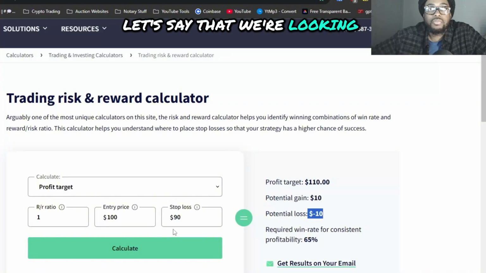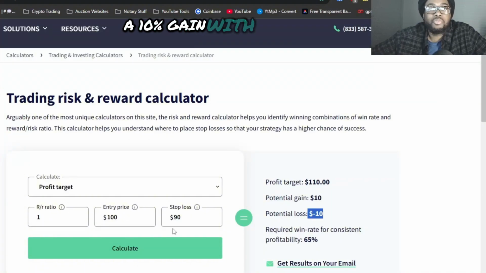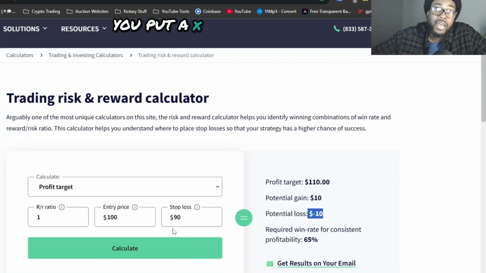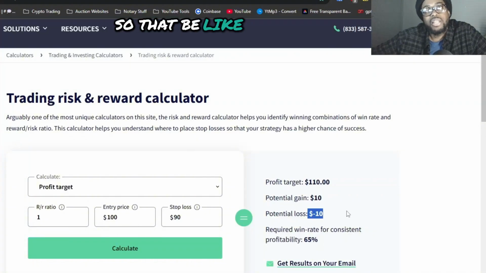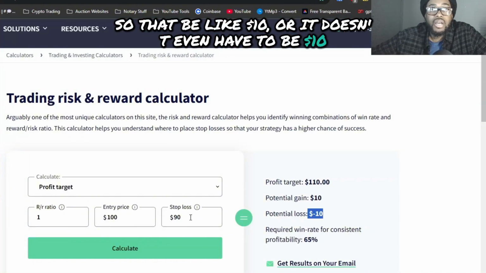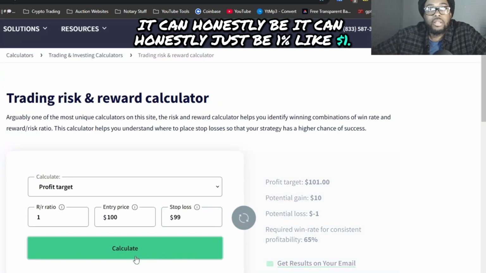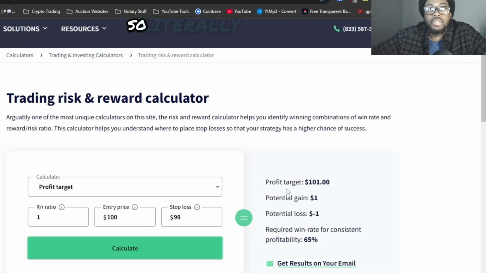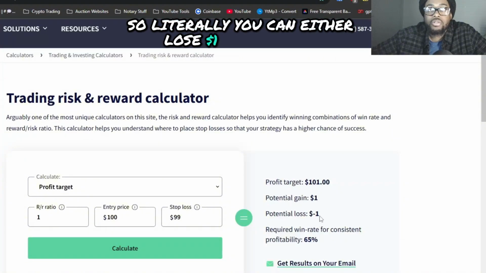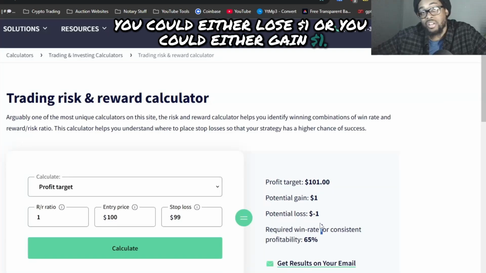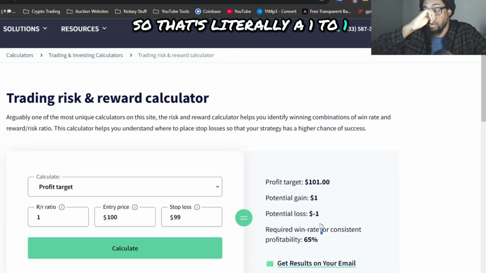Let's say that we're looking for, I guess, a 10% gain with leverage. So let's say you're trading futures, you put a ×10 ratio on a dollar trade or whatever. So that'd be like $10. Or it doesn't even have to be $10. It can honestly just be 1%, like $1, right? So literally you can either lose $1 or you could gain $1. So that's literally a 1-to-1 ratio.